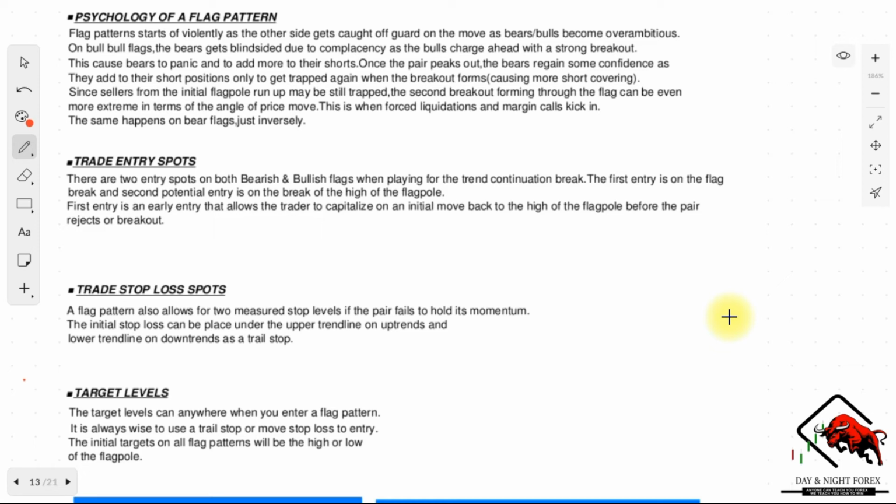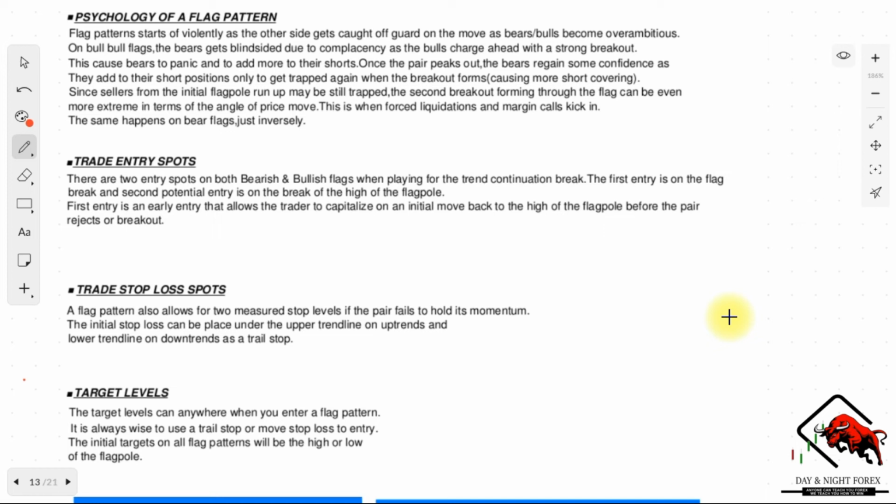So since sellers from the initial flagpole run up may still be trapped, the second breakout forming through the flag can even be more extreme in terms of the angle of price move. So this is when forced liquidations and margin calls kick in. The same happens on bear flags, just inversely. There are two entry spots on both bearish and bullish flags when playing for the trend continuation break.